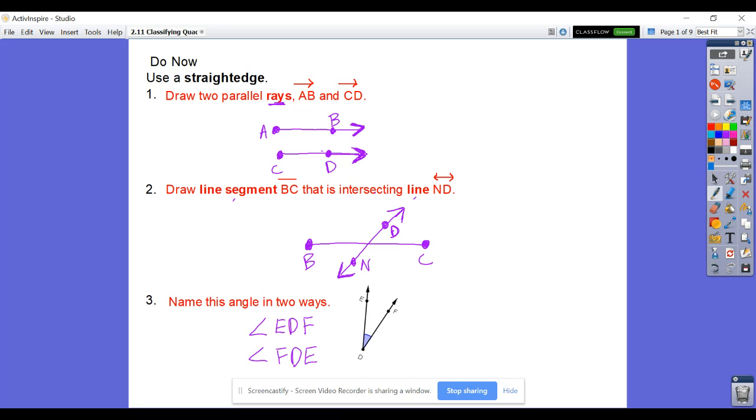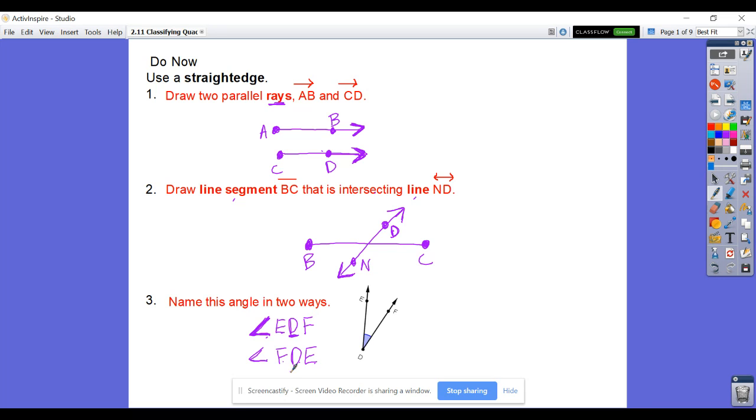And finally, name this angle in 2 ways. So I needed to draw my angle symbol. And this symbol in math notation always means angle. Even if it were an obtuse angle or a right angle, I'd still draw this symbol to show that it's calling us angle EDF. Another way to name it is angle FDE.